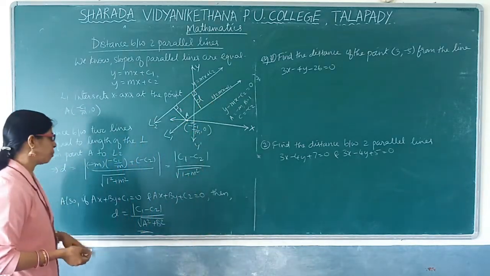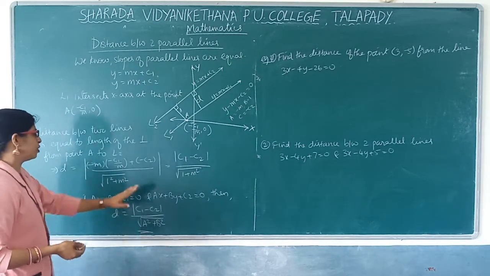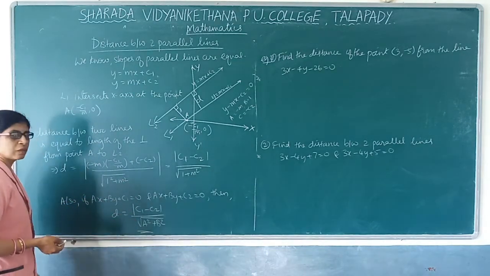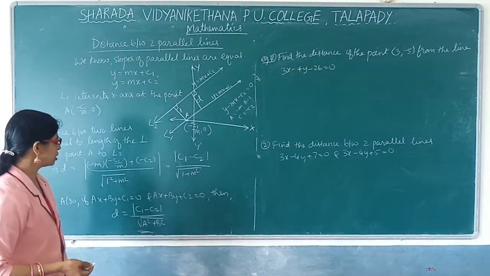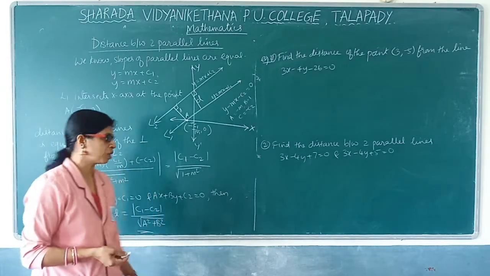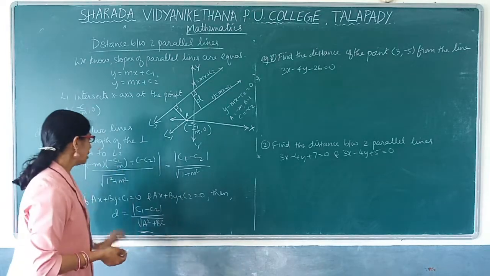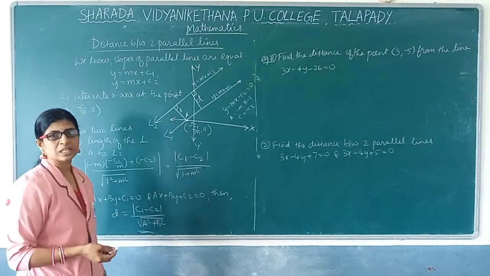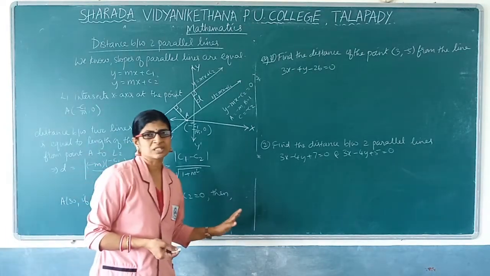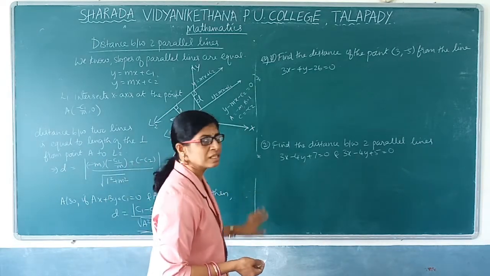slope intercept form. Otherwise, if it is given in general form, what is the expression? D is equal to modulus of c1 minus c2 by root of a square plus b square, because distance is a positive, measurable quantity, so we always take the absolute value. Based on this, we will discuss just two small problems, then we will stop.